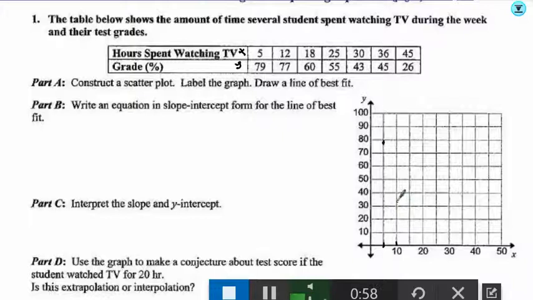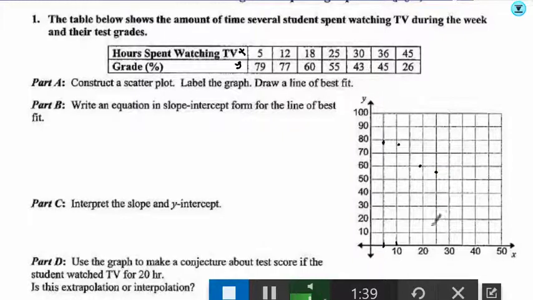So there's 5, 79. The next one is 12, 77. So I'm going to go just a little bit past the 10 and go to 77. Probably about there. Then I'm going to 18, 60, 18, then up to 60. Then I'm going to go 25, 55, so 25, 55, be right there.